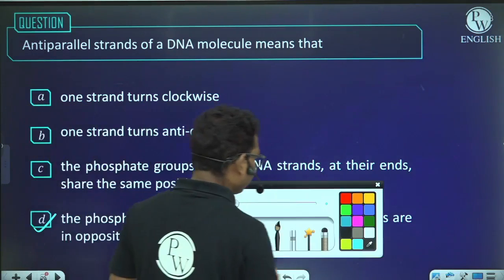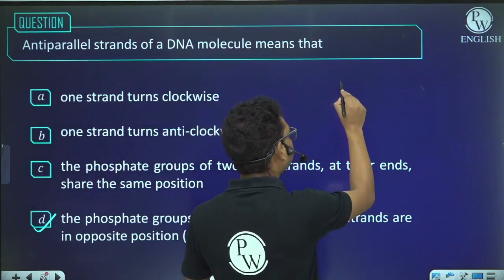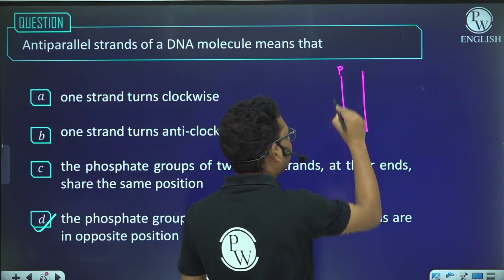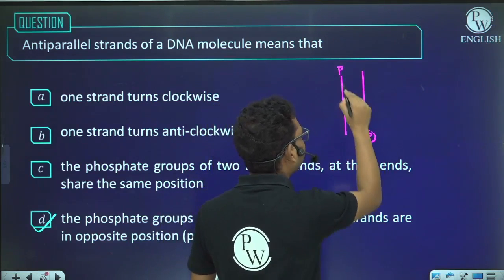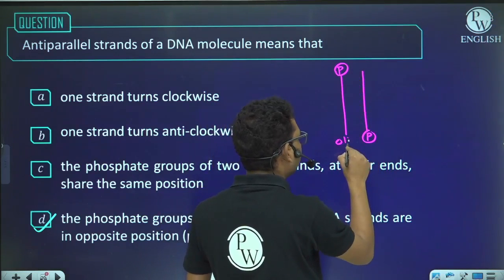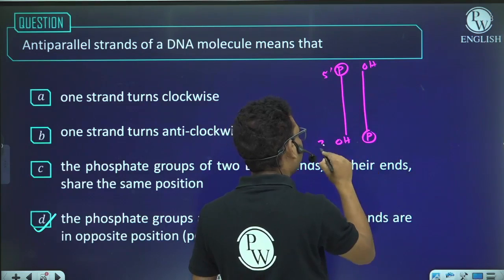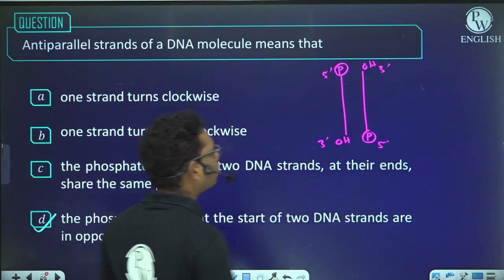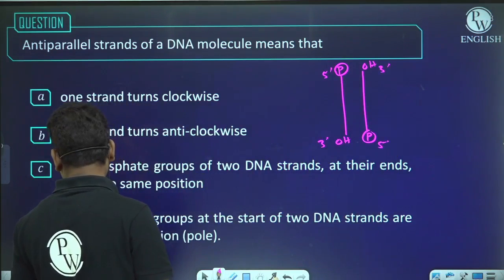Why? Because if I draw a diagram of DNA, suppose this is one strand and this is another strand. In this strand, phosphate will be present at this end, and here the phosphate will be present at this end. Here the OH will be present over here, and here the OH will be present over here. So this is 5' and this is 3', and this is 5' and this is 3'. So you can see phosphates are present at two different poles. So the answer is D.